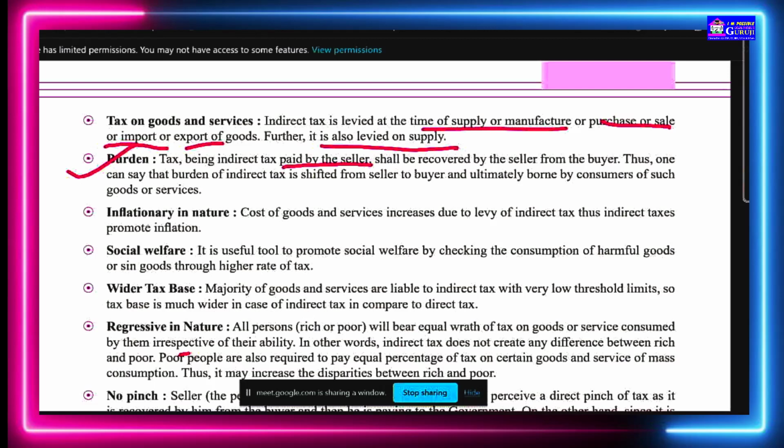Am I right? Is it clear? Anyone having doubt till now? If nobody gives the answer then I will not explain anything more. Very good.